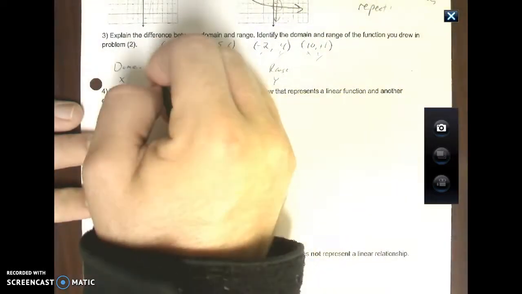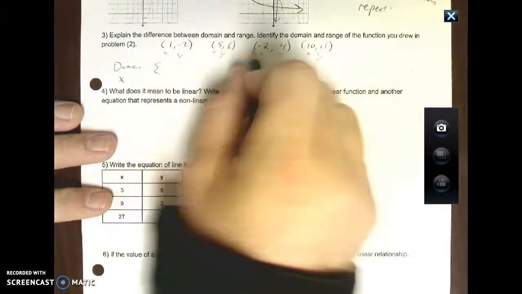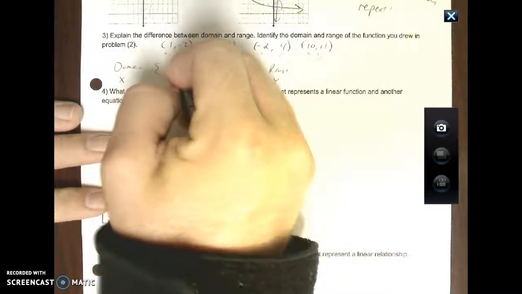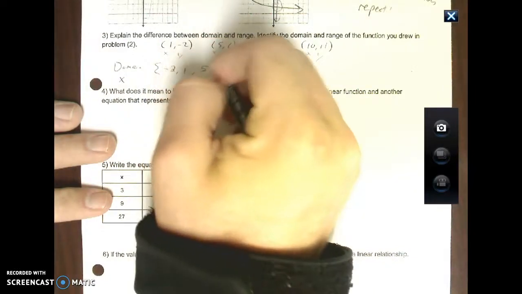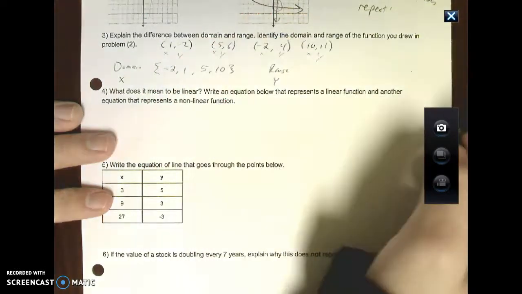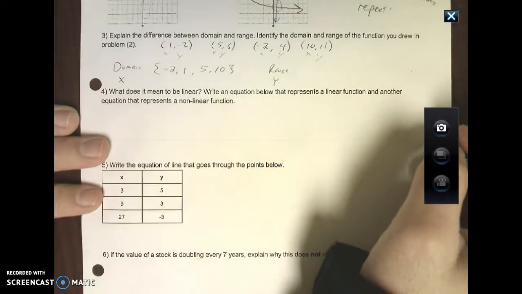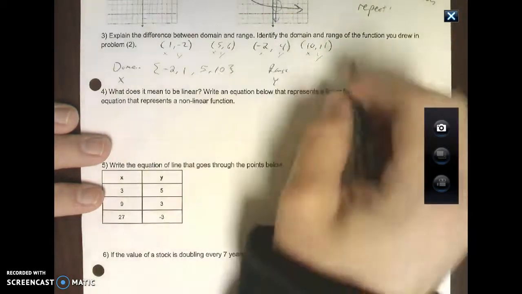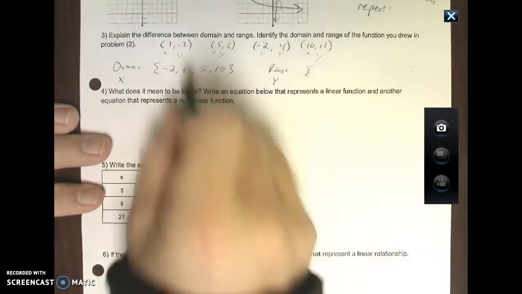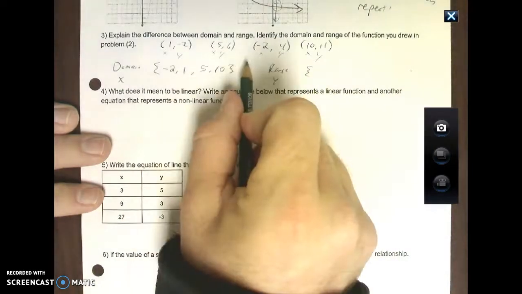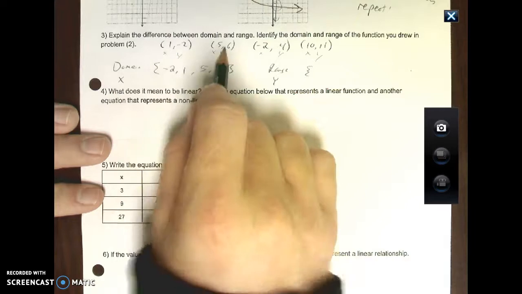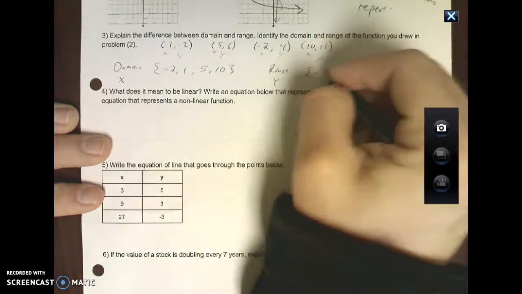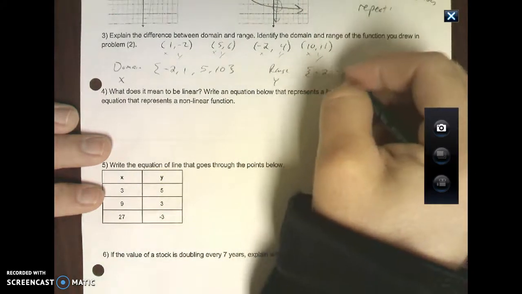Well, the domain is all my x's: 1, 5, -2, 10. Typically you write it in ascending order: -2, 1, 5, 10. Now your range is just all your y values. So, did I just do that? No, no, we're sorry: -2, 6, 4, 11. So -2, 4, 6, 11.